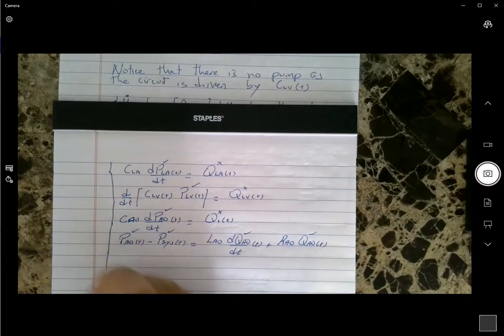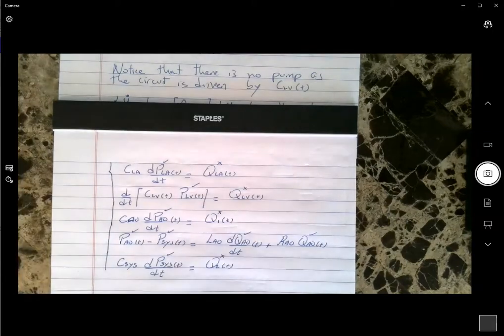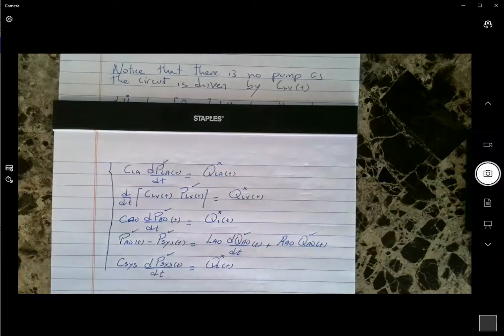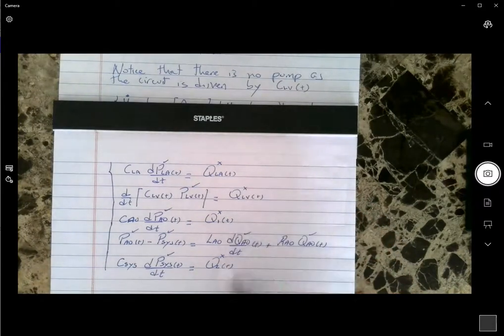And finally, in the systemic circulation, the systemic pressure changes as a function of time times the compliance of the systemic circulation equals Q2, which we have to eliminate, and this one we have to keep. All right, so we have five equations, but we have a total of nine unknowns. So we have to eliminate these four unknowns, QLA, QLV, Q1, and Q2.